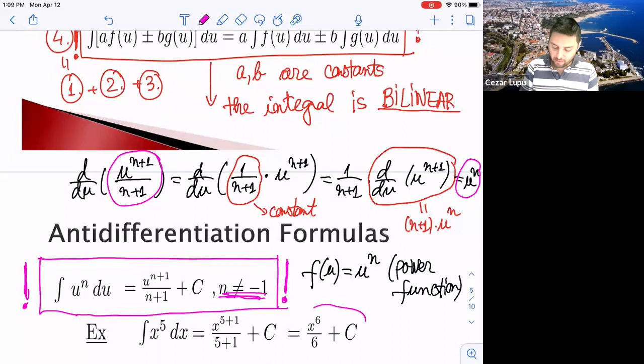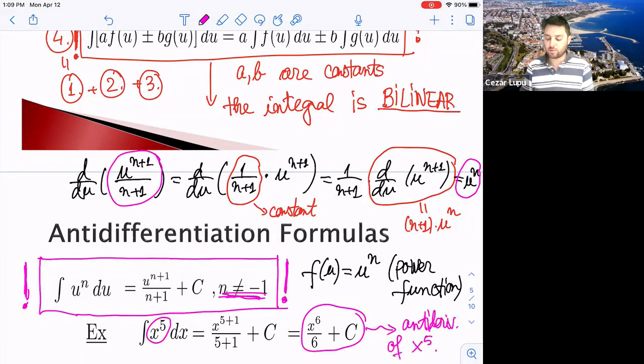Right? So this guy here is the antiderivative of this guy here. So this is the antiderivative of x to the fifth. So that's what you need to know.